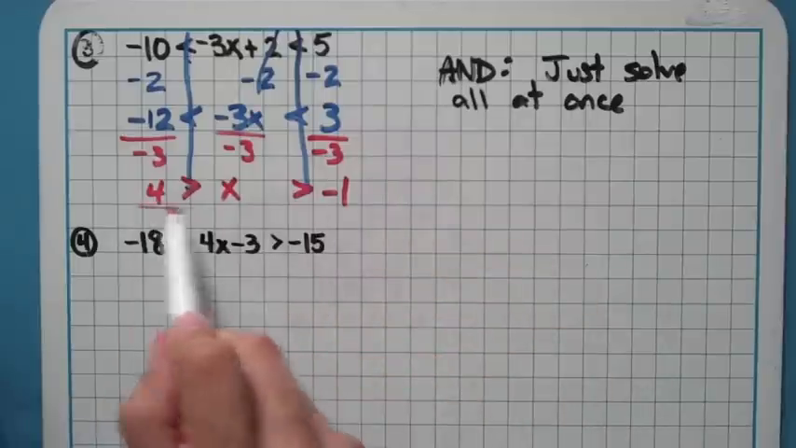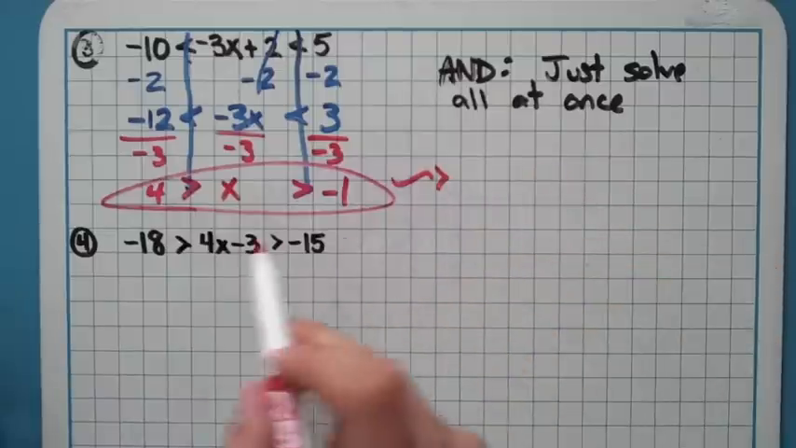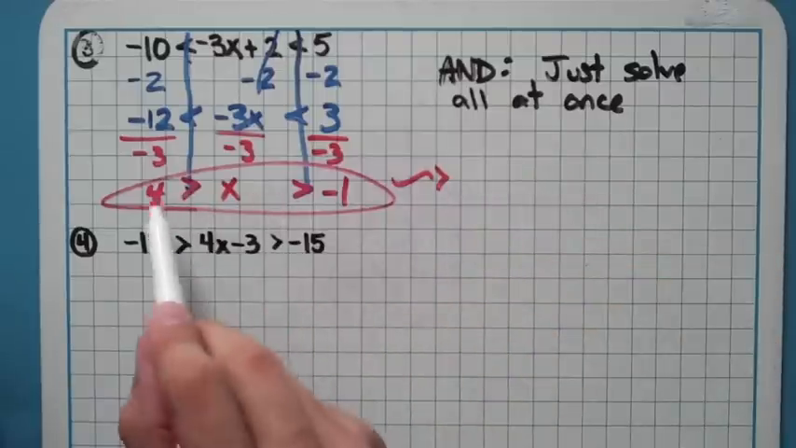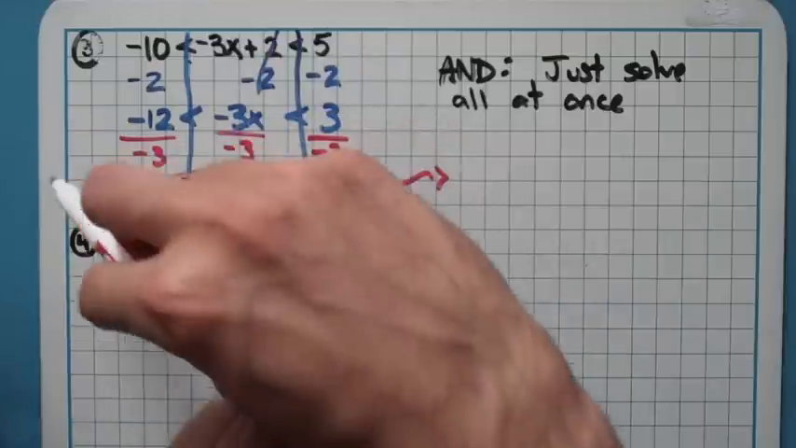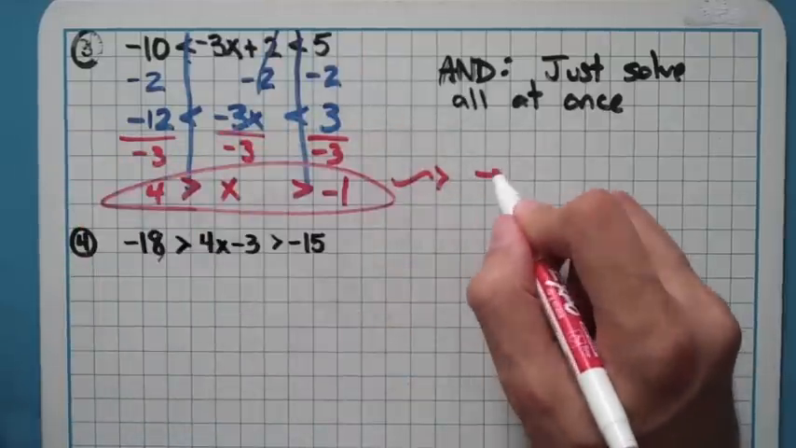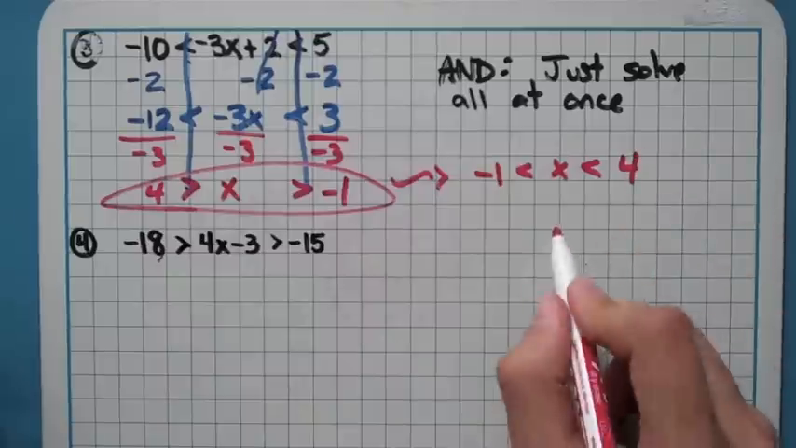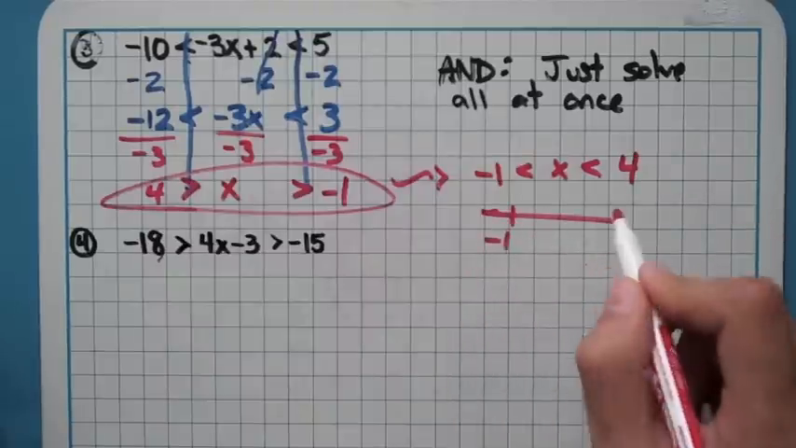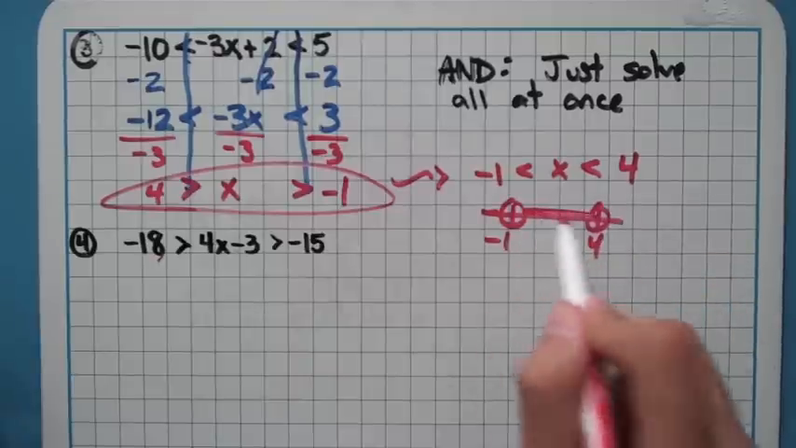And if you recall from our previous discussion on and inequalities, we want to have these be less than signs, so it goes smaller number, x, bigger number. So I'm going to take this whole thing and turn it around. So it's going to be negative 1 less than x less than 4. And then I just graph that on a number line. There's negative 1, there's 4. Open circles, and I shade in between.